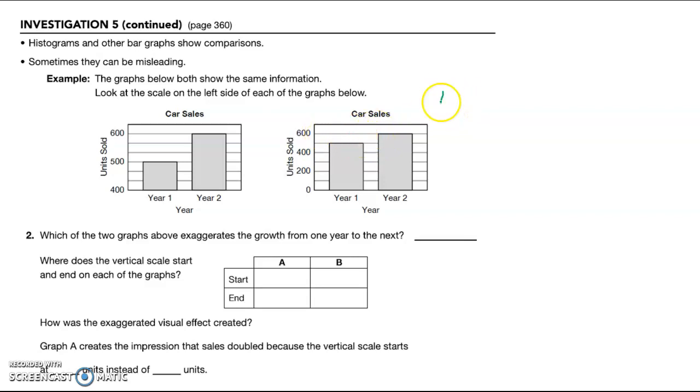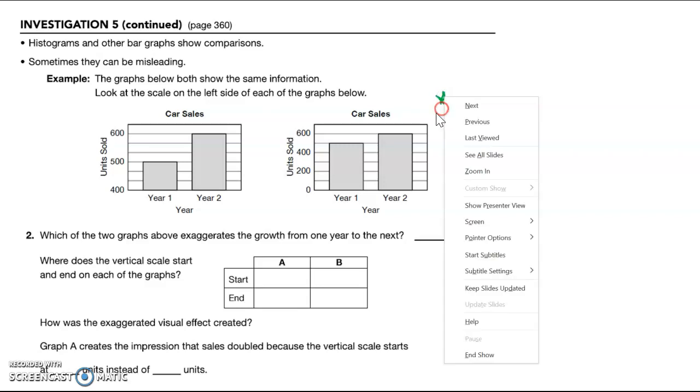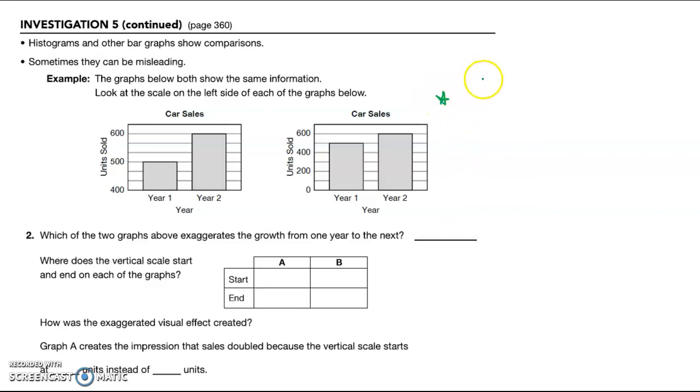We need to be super careful of this whenever we're reading a graph, say, on a test or on the news or in a publication, because this makes it look like a huge difference and this makes it look like it's not that big a difference. We need to be aware of that possibility. Question 2 says, which of the 2 graphs exaggerates the growth from one year to the next? So which graph, either graph A or graph B, makes it look like it's a huge difference? And you'll write that letter here.